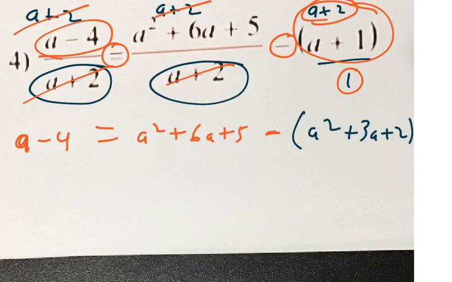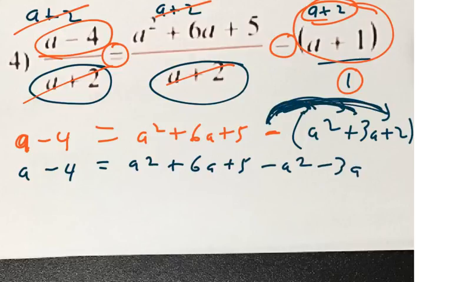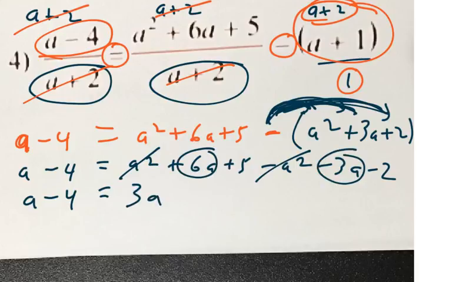Just verifying, guys. Now, there's this minus we have to distribute here. So let's take one extra step here. We have a minus 4 equal to a squared plus 6a plus 5. I'm just showing my work here, guys. Minus a squared minus 3a minus 2. Okay, a minus 4 equals a squared minus a squared means no a squared. Awesome. 6a minus 3a is 3a. 5 minus 2 is a 3.